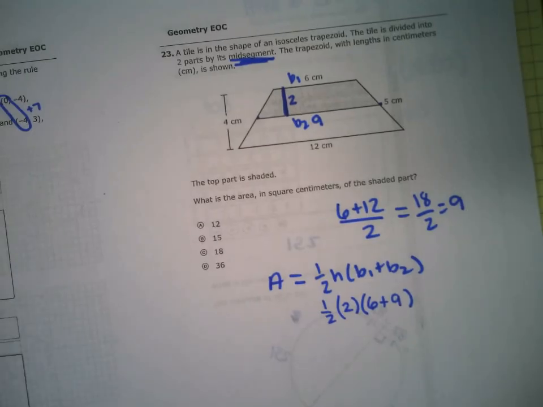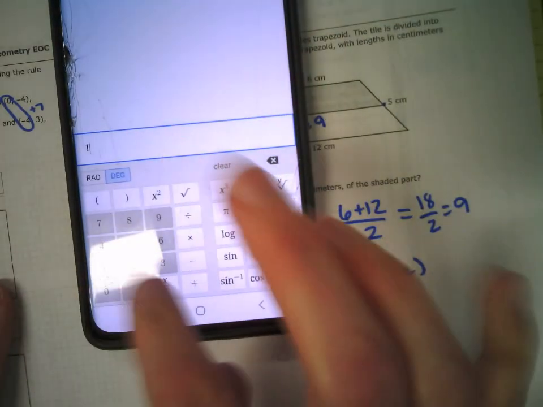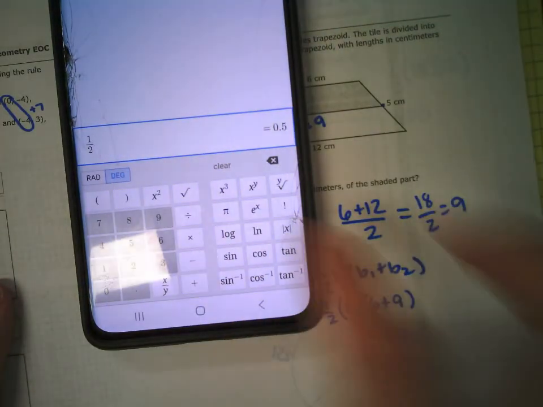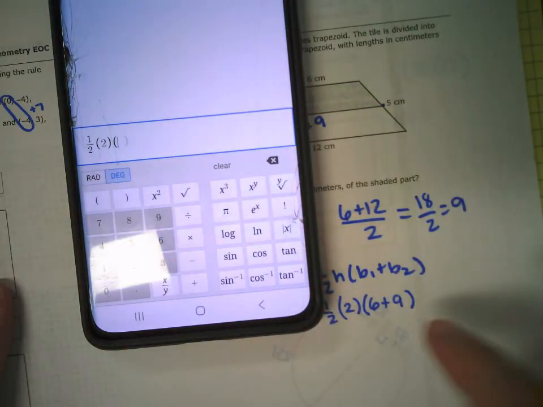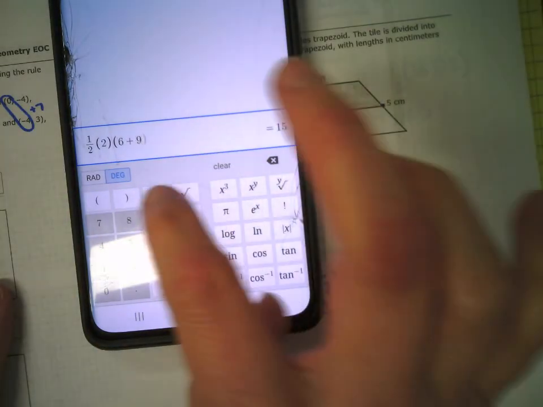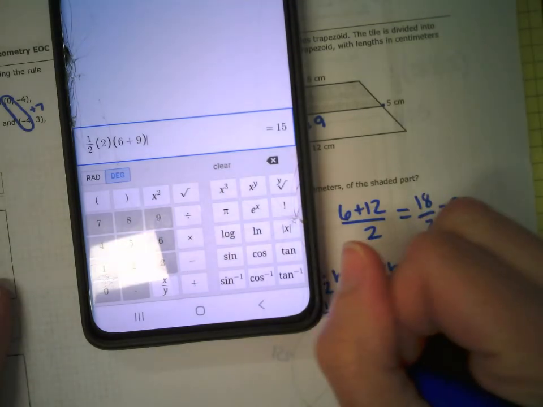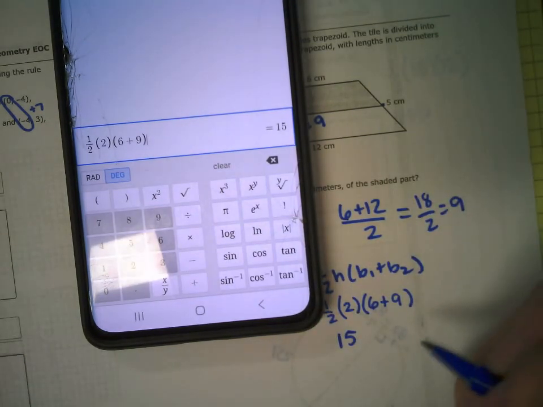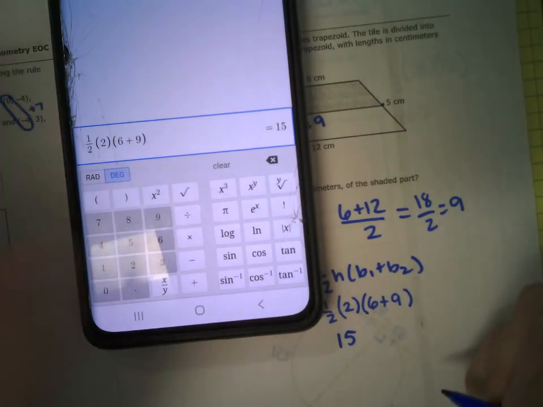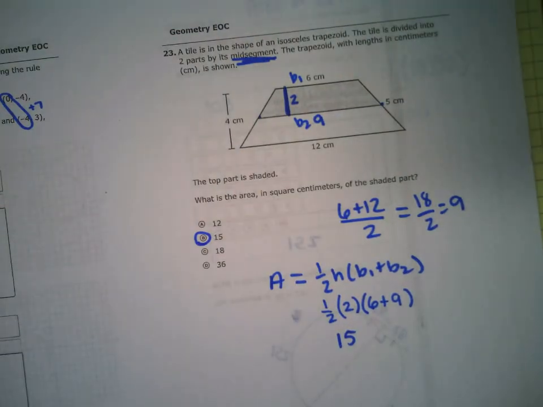And again, I don't care what calculator you use, you can do it either way. Using their calculator on your computer is going to save you some frustration from remembering your order of operations because you can just type it in exactly like it is. You can say 1/2 times 2 times 6 plus 9, and I typed it in exactly like it looks. So I don't have to worry about what order I was supposed to multiply or add. It does it for me, so I get 15. If you did it on your handheld calculator, you get the same answer, just have a couple extra steps to take.